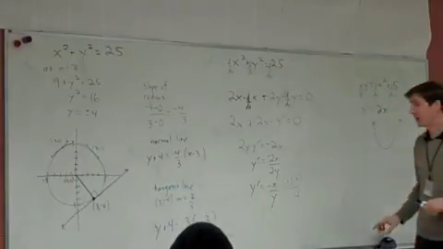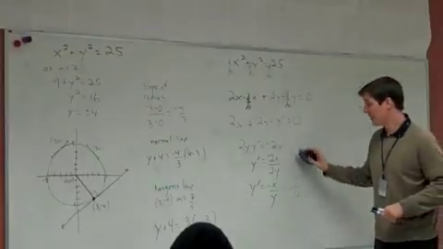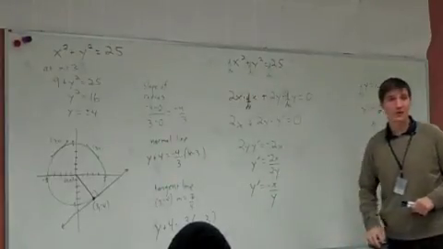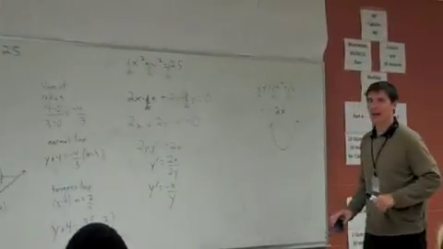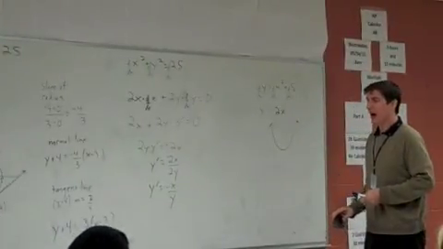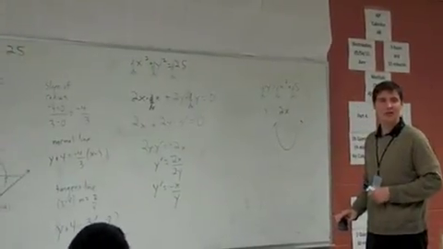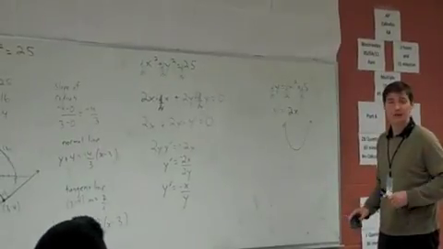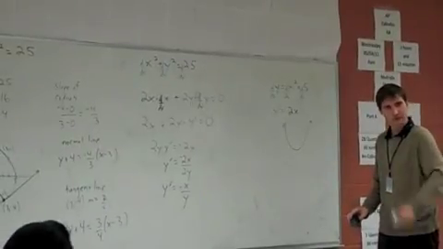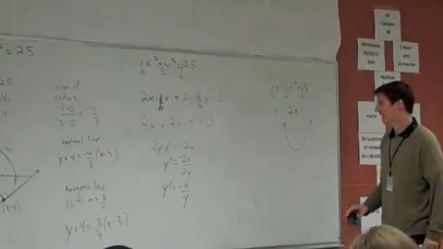Okay, so it seems like we had fun with this. So the derivative is equal to negative x over y. But you know what I'm kind of interested in? I want to figure out how fast that derivative's changing. So I'm going to take the second derivative. So let's do it.